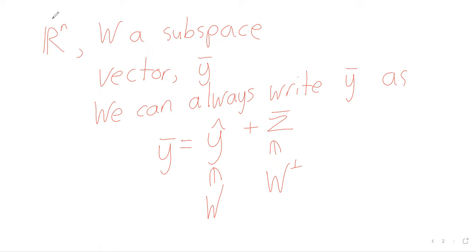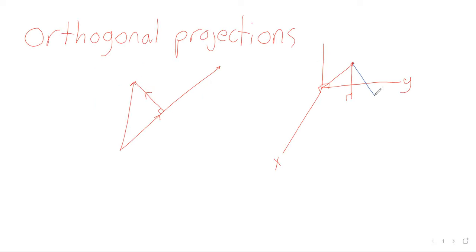And let me add a word here. There's only one way to do this. That is to say that y hat is unique and that z is unique. You can't have this vector projected orthogonally onto the plane in more than one way. Which is probably obvious now that I've drawn this picture. This second vector I drew clearly isn't hitting the plane at a right angle. There was just one way of doing that.